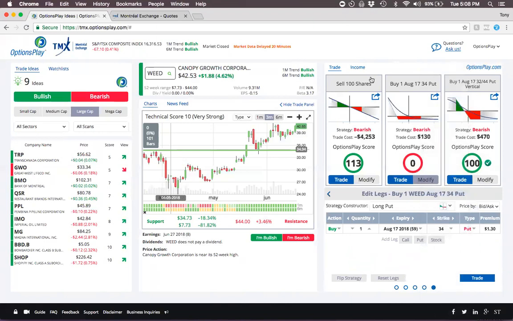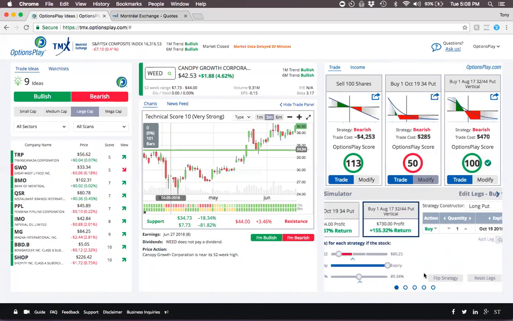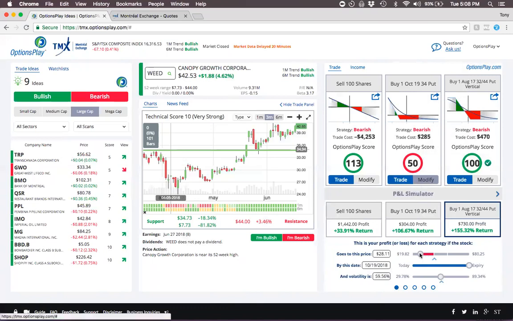WEED is trading at $42. Let's look at the August 17th, or let's look at a slightly longer dated one. Let's look at an October 34 put. As you can see, it's got a very poor Options Play score. And the reason for that really is that the stock needs to move a substantial amount before this strategy is profitable, unless this move happens very quickly. So for example, if the stock moves down very quickly.